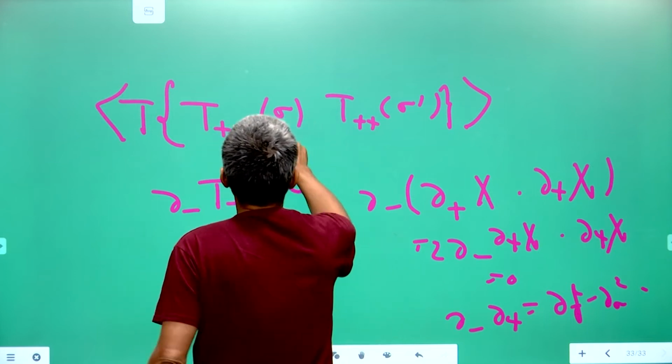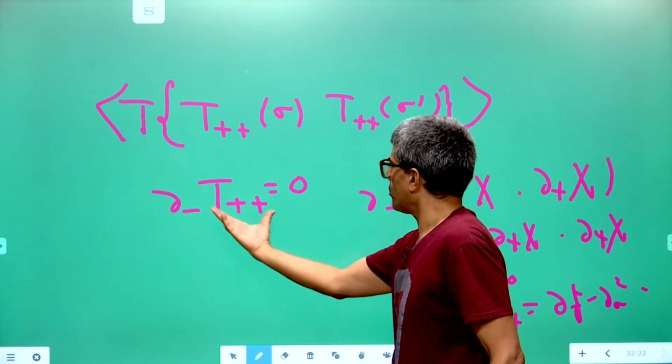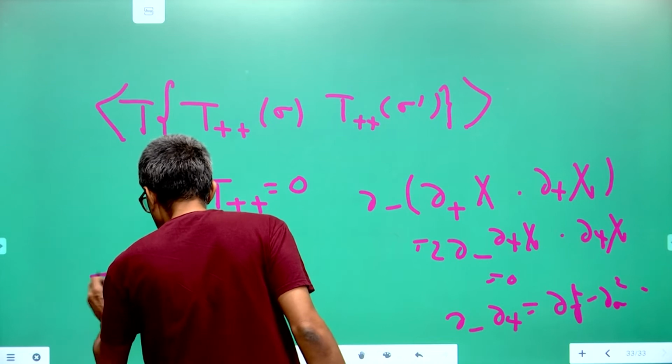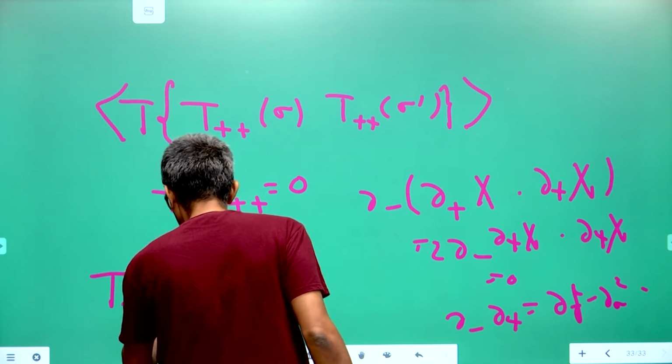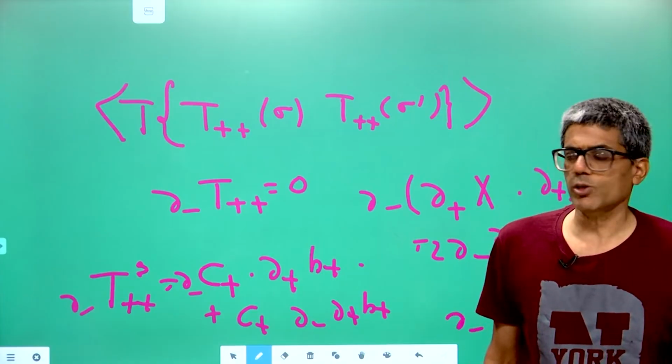So this says that the energy momentum tensor is conserved. This also happens in the case of ghosts, because in the case of ghosts what you have is Tg plus plus is nothing but C plus dou plus B plus, and if you take dou minus of this you will get dou minus of C plus into dou plus B plus plus C plus dou minus dou plus B plus, and dou minus of B plus is 0 and dou minus of C plus is also 0. So the ghost energy momentum tensor is also conserved.